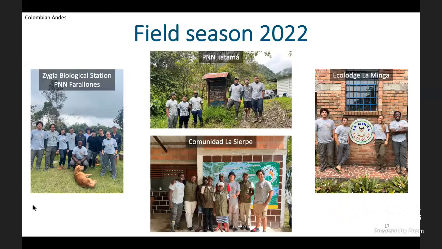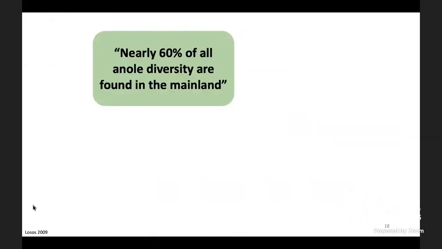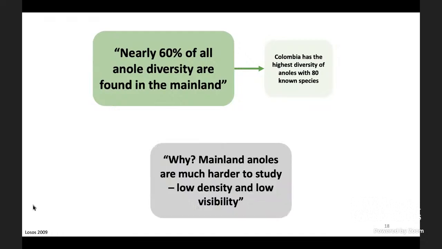And why I wanted to go to Colombia: in the mainland, we have the most diversity of anoles, and Colombia is the country with the most species. We have 80 species. We had 78 2 weeks ago, but now we have 80. Also, in the mainland, anoles are way harder to find compared to the Caribbean. They have low densities, and they are super hard to see. As you saw, they are almost green, and the forest is green.